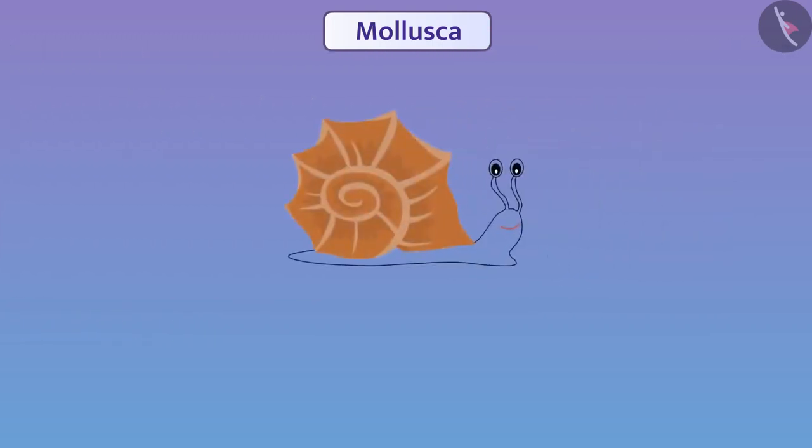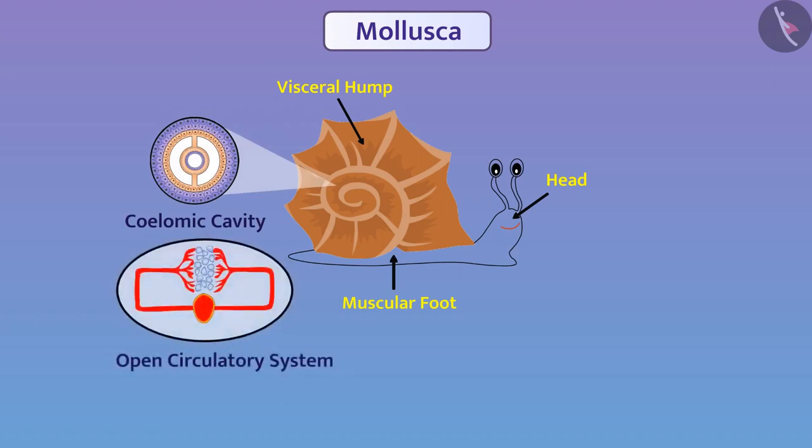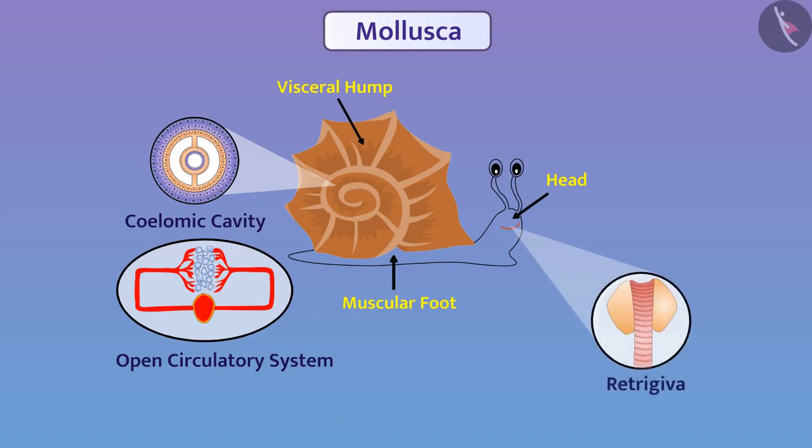They have differentiation in various body parts, including the head, muscular foot, and an internal visceral hump. They have a coelomic cavity but it is very small. There is a little segmentation in their body. Open circulatory systems are found in these animals. In the mouth for food, they have a rasping part like a file which is called radula.